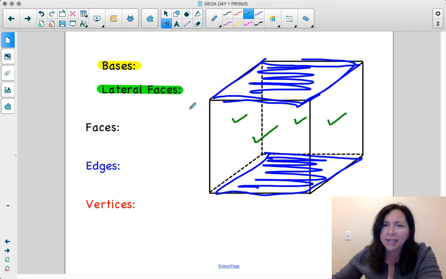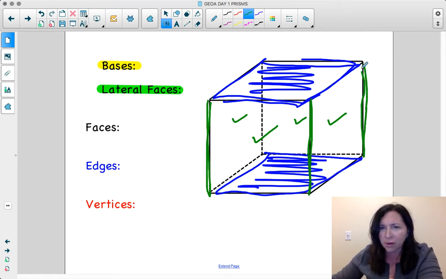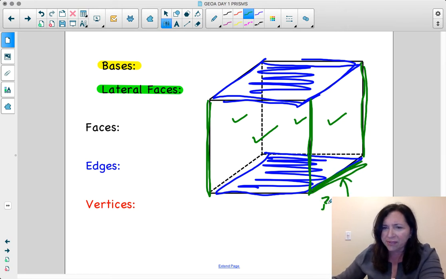Okay. Your edges look like this. These are edges, the corners. Those are your edges. All right. Now you can have edges going up and down, but you can also have edges going across. We call those base edges. Okay. Those are base edges. This is a lateral edge. So this is a lateral edge.